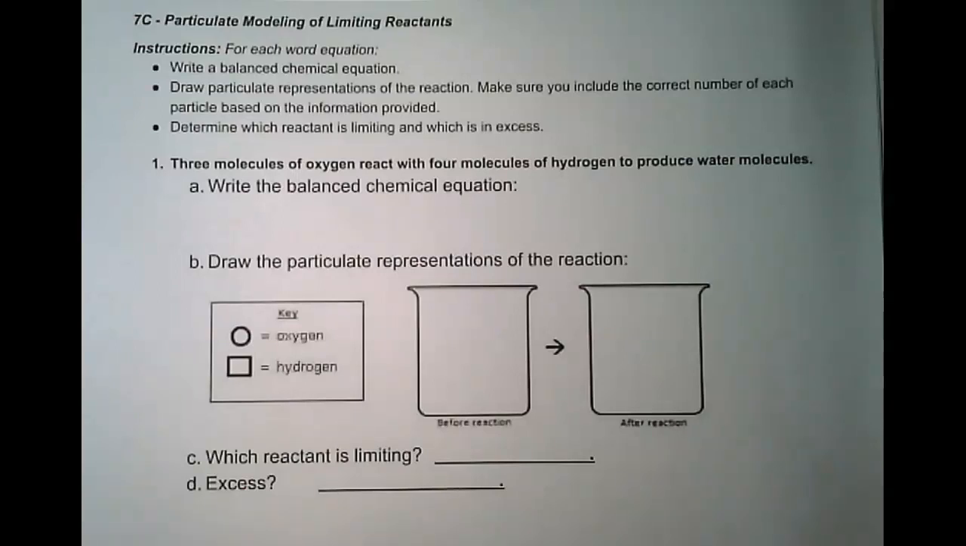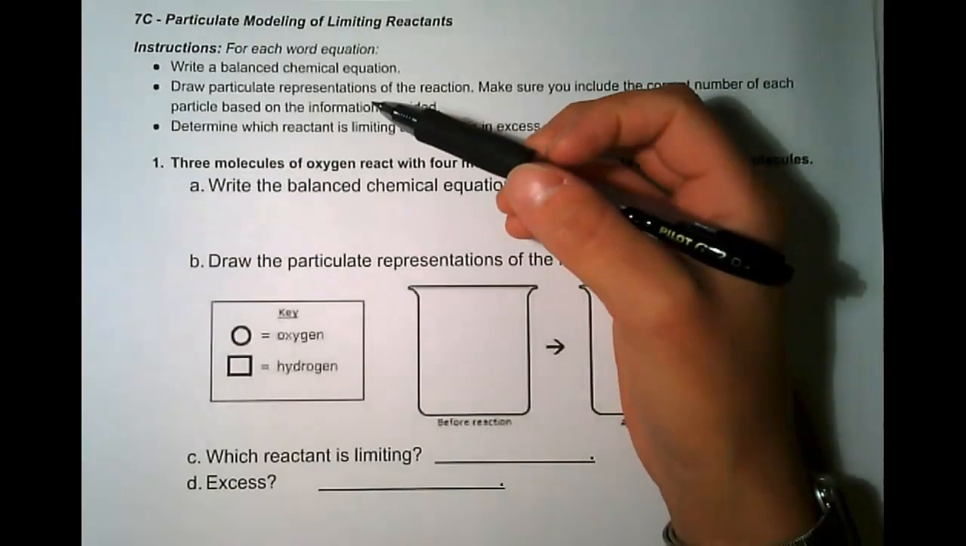In this video, we are going to look at activity 7C, which is the particulate modeling of limiting reactants activity. And the goal of this activity is to help you better understand what it means for something to be a limiting reactant. So let's start with looking at the instructions.